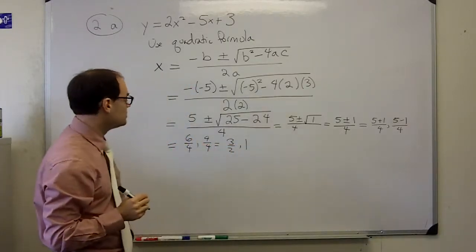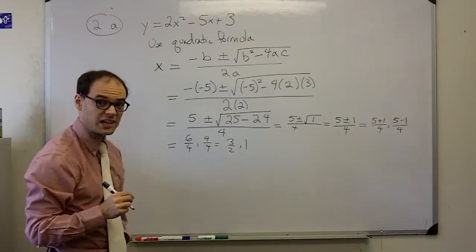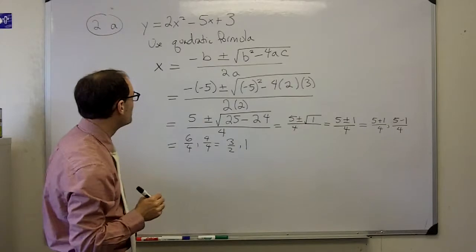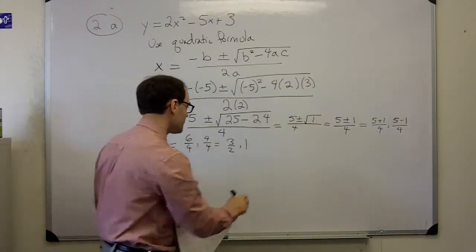So there are 2 x-intercepts, and that's what they are. I don't think I would have guessed these as far as factoring is concerned. So that's why the quadratic formula is handy. Okay, so let's sketch it.